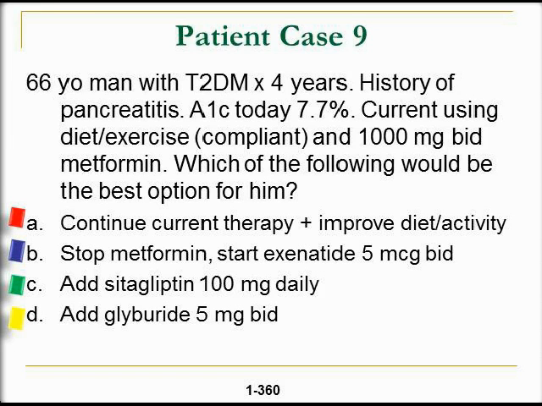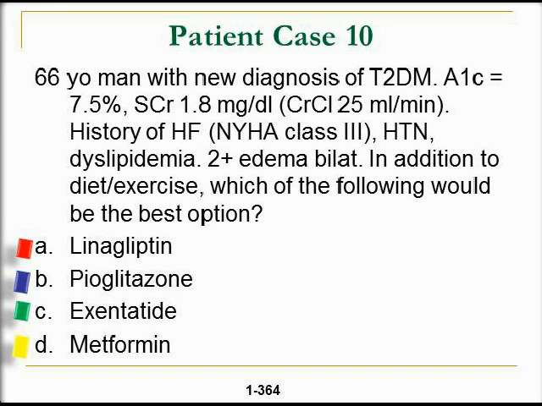Patient case 9. Patient has had diabetes for 4 years now. They're taking metformin, 1,000 milligrams BID. Very common scenario. Now the metformin is no longer working very well. Now the patient's A1C is 7.7. What should we do? Should we continue current therapy and improve diet and activity, which they're already doing, they're very compliant with? Should we stop the metformin now and switch into something else, in this case, exenatide 5 BID? Should we add sitagliptin to the metformin, or should we add glyburide to the metformin? Again, for time's sake, we'll move on to the high-tech audience response system.